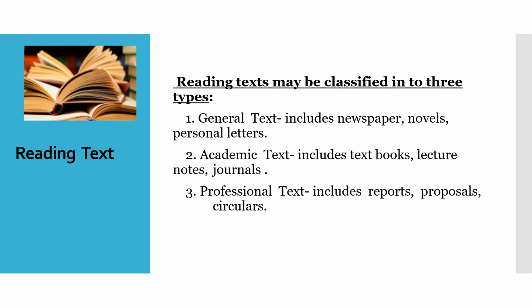So keeping that point in mind, we can broadly classify the variety of texts that we read under three main headings. One is general text, which includes newspapers, novels, personal letters. Second, we have academic texts. As the term itself says, it is related to the enhancement of academic knowledge. So we have textbooks, lecture notes, journals, and then we talk about professional texts.